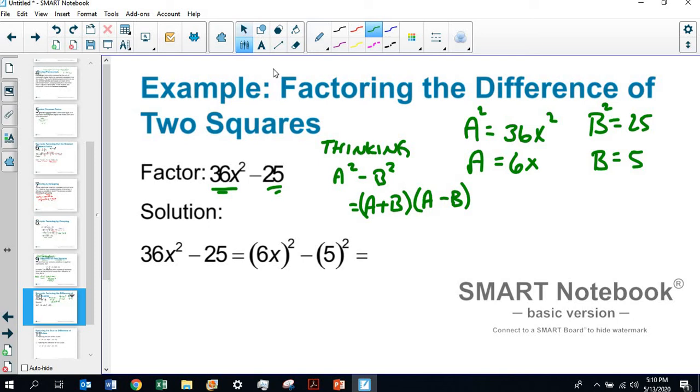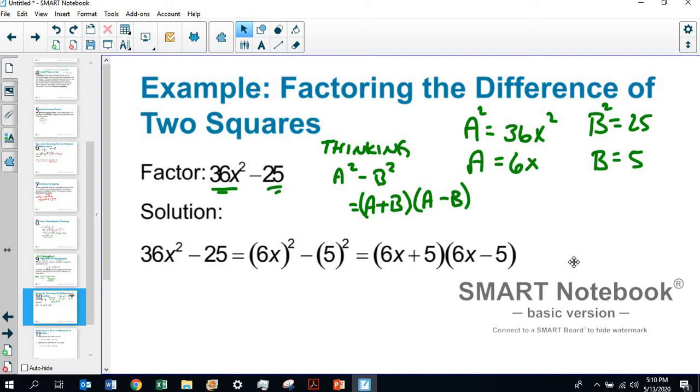And so then you come down here and we get a 6x in the first two spots and a 5 in the second two spots, a plus in one and a minus in the other. 36x squared minus 25 factors into 6x plus 5 times 6x minus 5. Okay, and that's just following a formula pretty much, but it's a pretty straightforward formula.